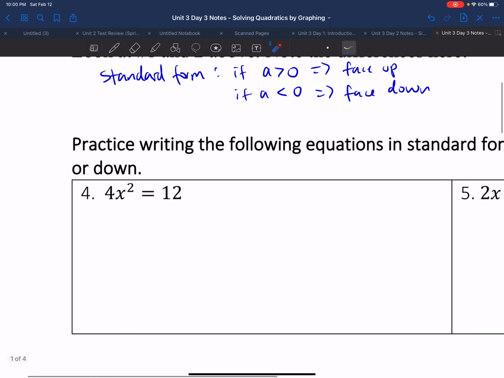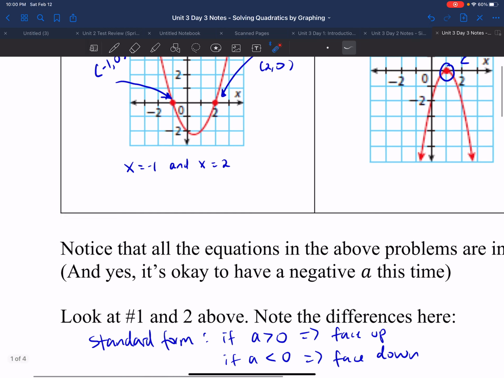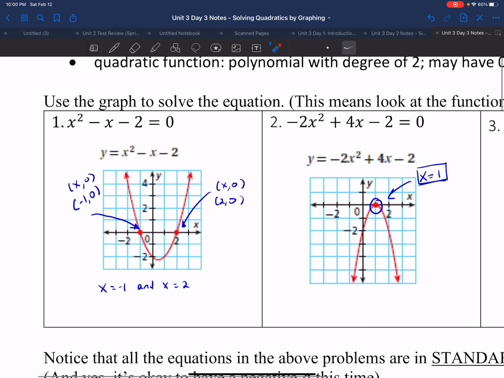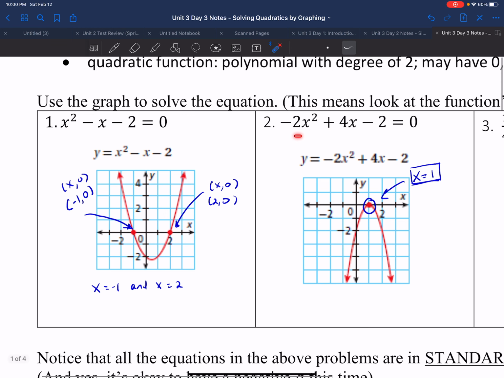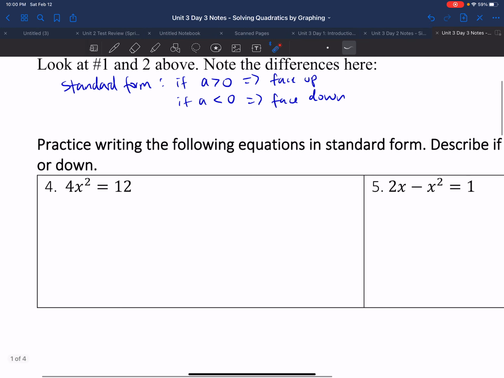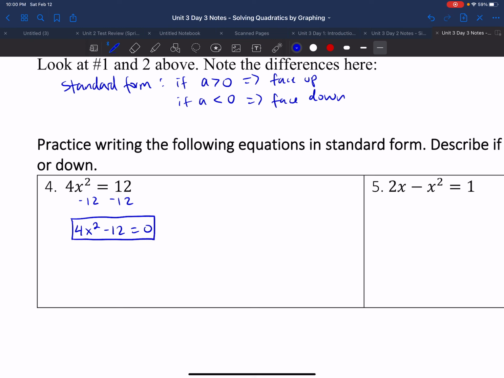So we have 4x squared is equal to 12. If we're taking a look at above, you notice that we have everything on the left side and a 0 on the right side, right? So we need to do the same thing here. And we see there's a 12, so I'm going to subtract both sides by 12. And then we're left with, I'm sorry, 4x squared minus 12 is equal to 0. And this is now in standard form.